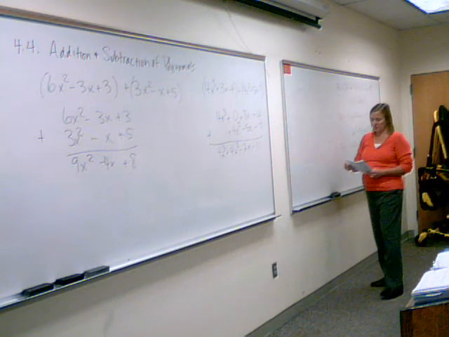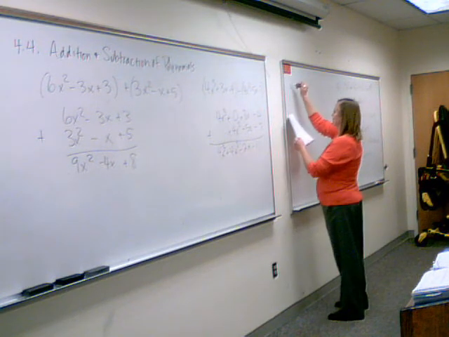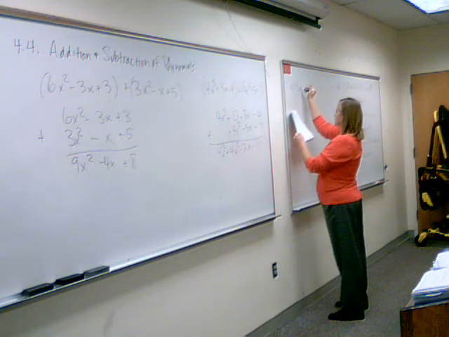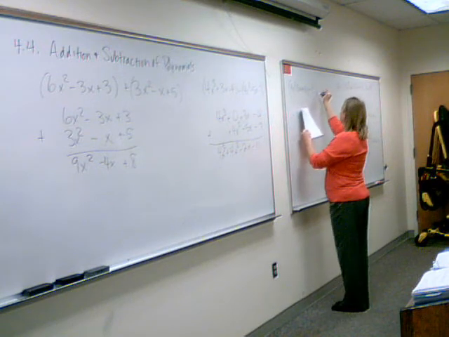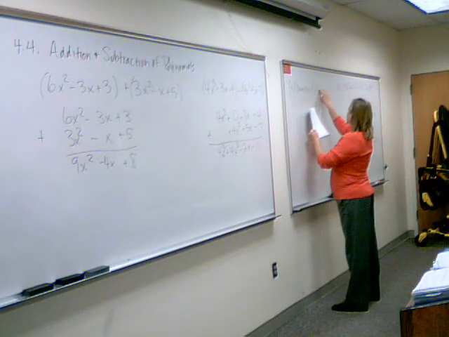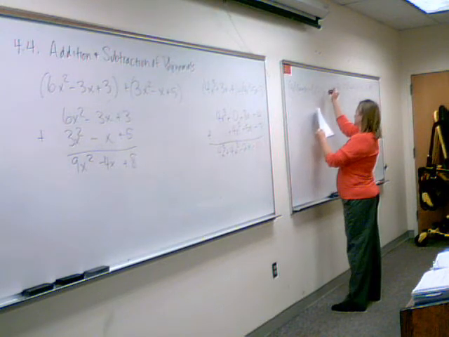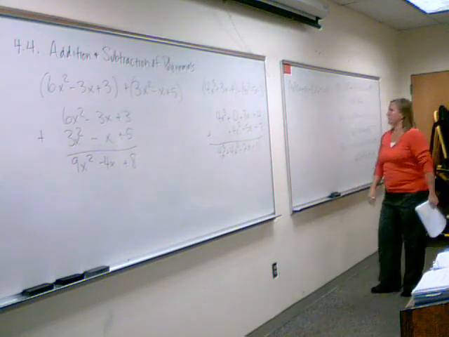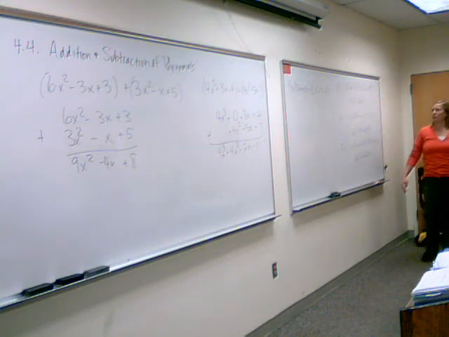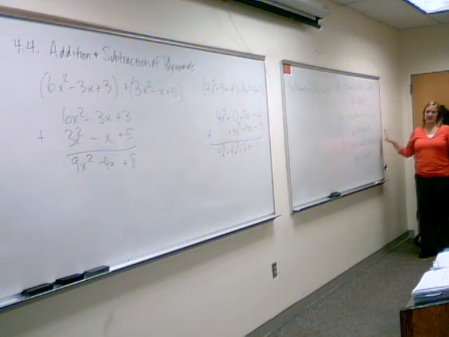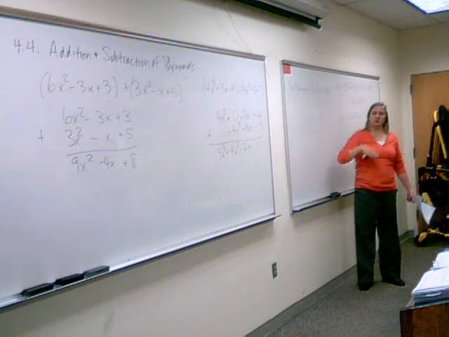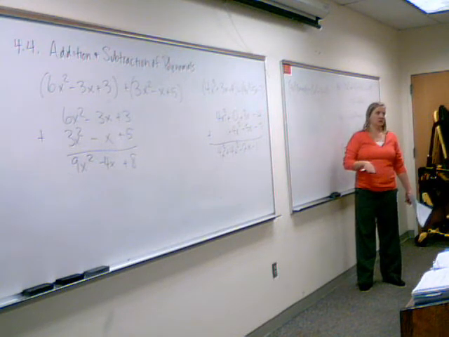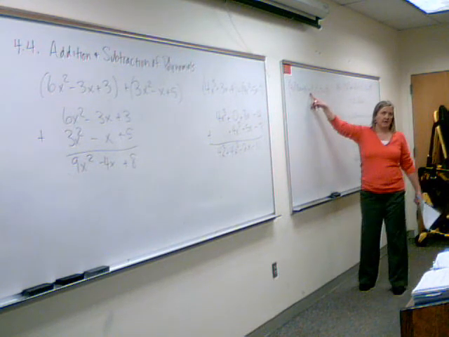Okay, subtracting. Minus x squared minus 7x plus 8. Now remember with adding, I said the first thing you want to do is remove parentheses, and I was able to just erase them. When I remove parentheses here, what do I have to do first? Switch the symbol. I have to distribute this negative.